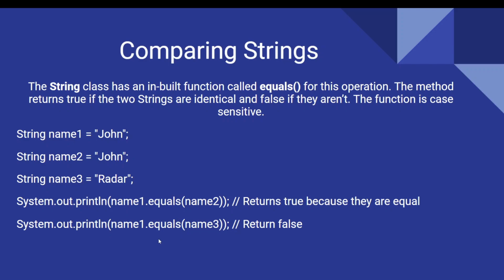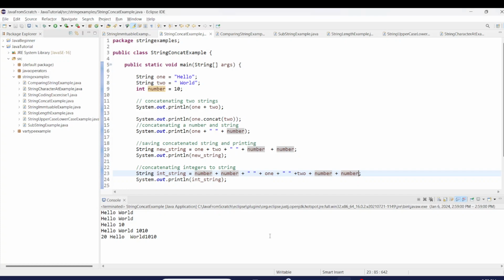Comparing strings. The string class has an inbuilt function called equals for this operation. The method returns true if the two strings are identical and false if they are not. The function is case sensitive. So here we have two strings which have the same name, and then we have a different name. When we are comparing the first two, it returns true. When we are comparing the first and the third, it returns false. Let's see that in the Eclipse.